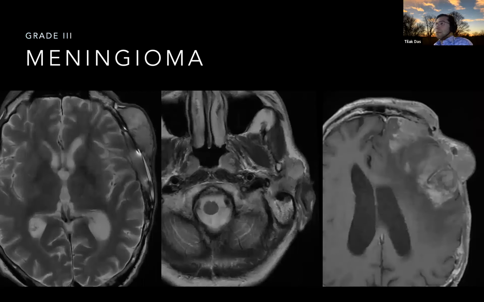This is an example of an anaplastic or grade 3 meningioma, quite an interesting case. So this is a patient who's already had surgery in the past. So on this T2, you can see this fairly homogeneous lump that's now extracranial, overlying the cranioplasty.